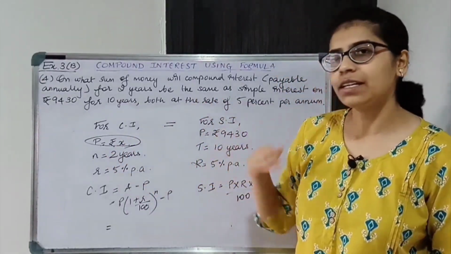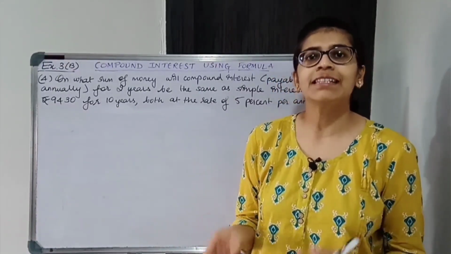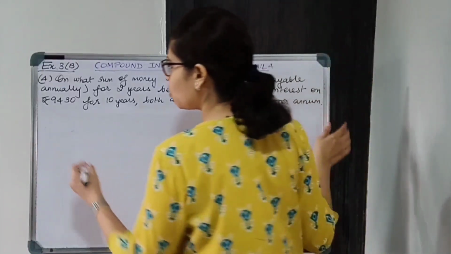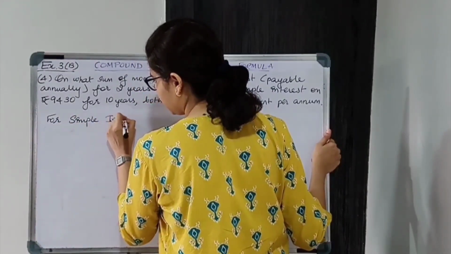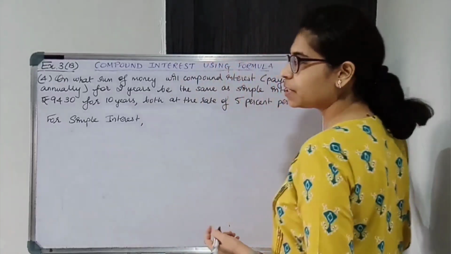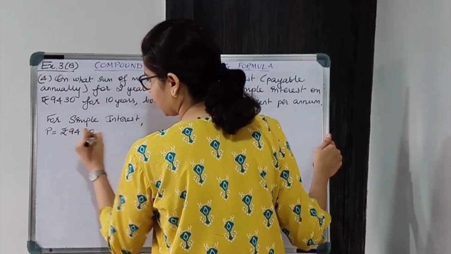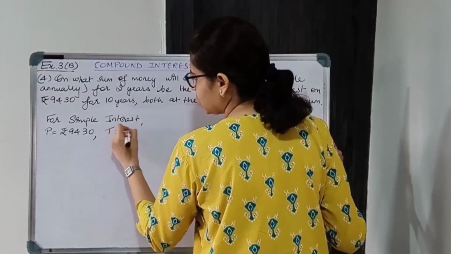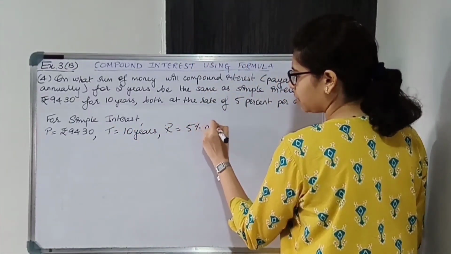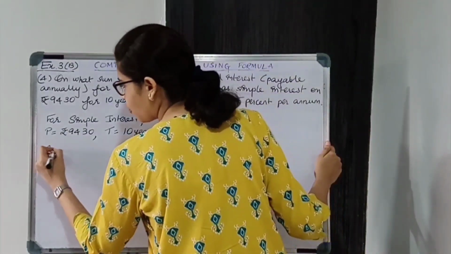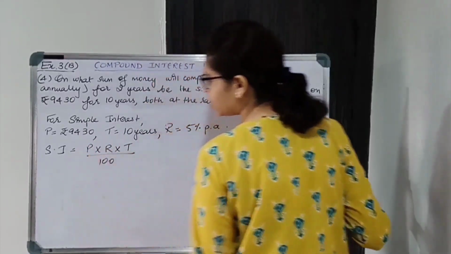Okay, so let us now start solving. Now we are given all the information for simple interest. So first let us calculate simple interest. What all information are we given for simple interest? Let us write it down. For simple interest, principal is rupees 9430. Time period is 10 years. R is 5% per annum. Formula for simple interest is P into R into T upon 100.